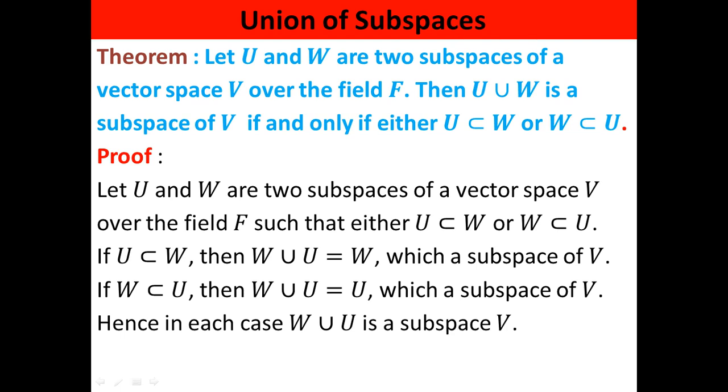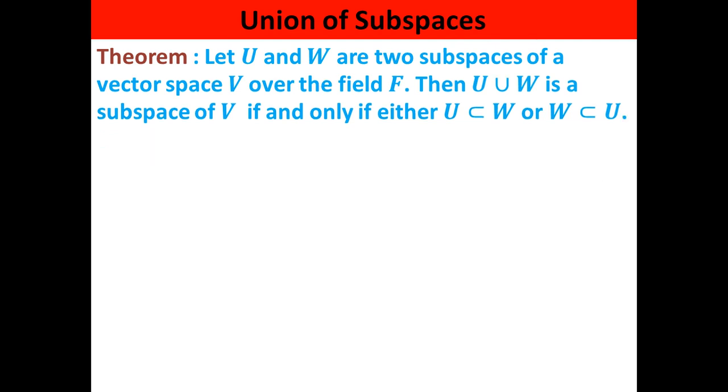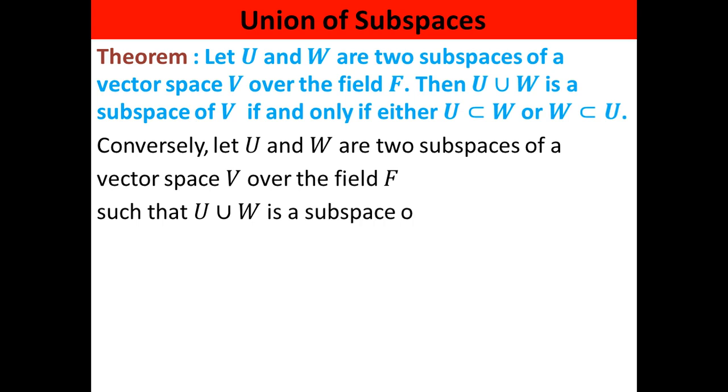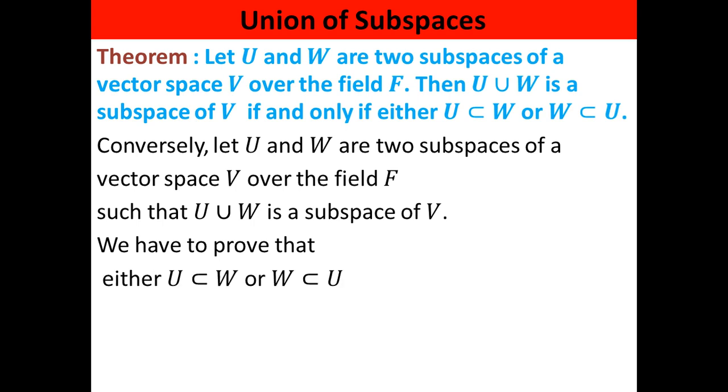Okay. Now we prove the second part. Second part means here we consider U union W as a subspace. Conversely, let U and W be two subspaces of a vector space V over a field F such that U union W is a subspace of V. Now our target is to prove that either U is a subset of W or W is a subset of U.